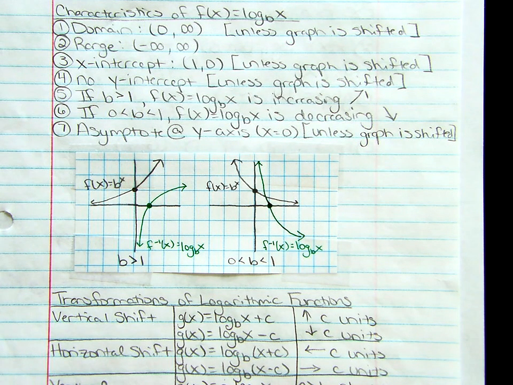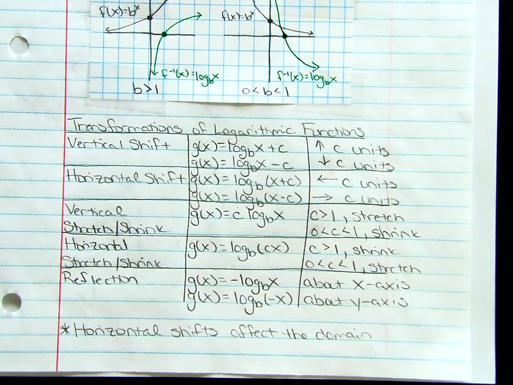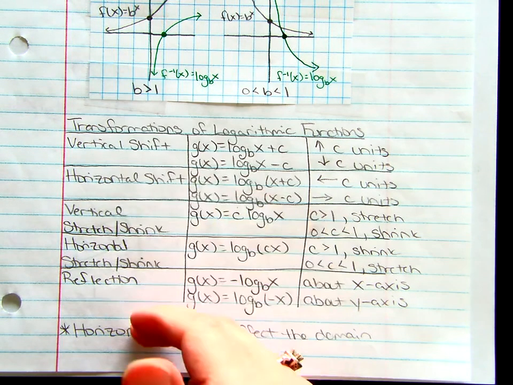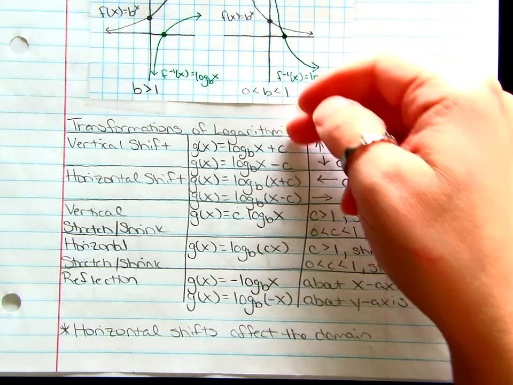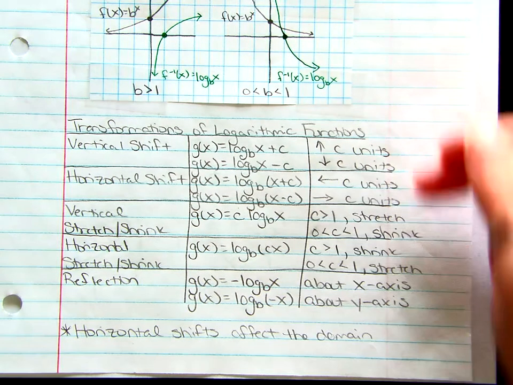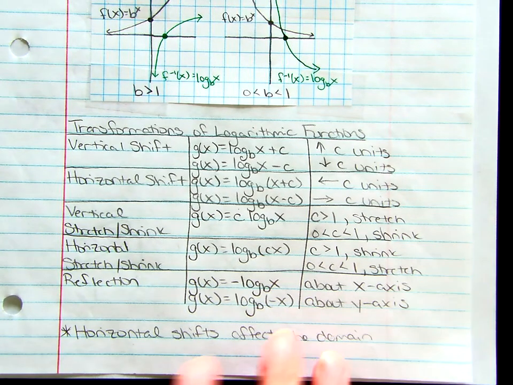And then I did a table straight out of your books. It's the same table you've seen probably 6 times now, because we've seen it with polynomials, we've seen it with quadratics, we've seen it with our exponentials, and now you're seeing the same thing with your logarithmics. It shows the different types of transformations, like your vertical shift, horizontal shift, and all that kind of stuff. And it shows you what the generic form of that would look like, and it tells you what's actually happening in your functions themselves.